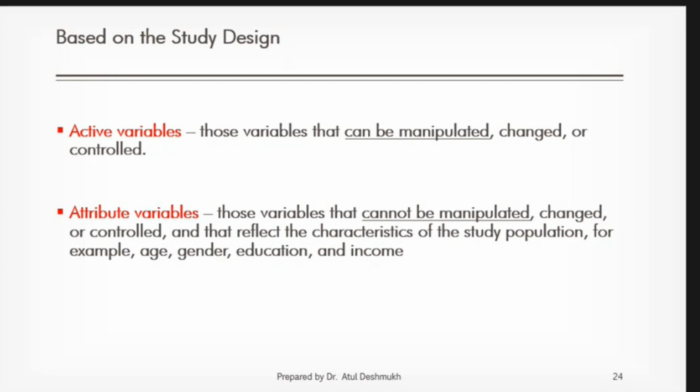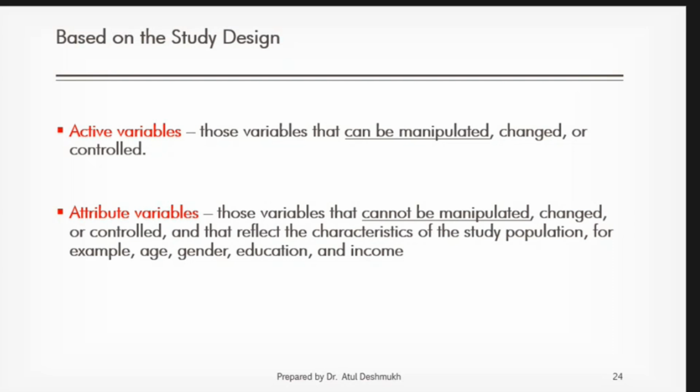That can be changed, manipulated, or controlled. By the introduction of electric vehicles, I am controlling it, trying to reduce it. So that is my active variable. Attribute variables are the variables attributed to our personality. Like my age cannot be modified, my gender cannot be modified. My socio-economic status to some extent can be modified, but education or current income cannot. So these are the attribute variables.